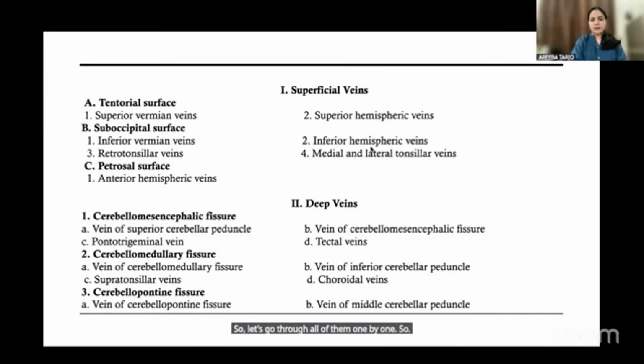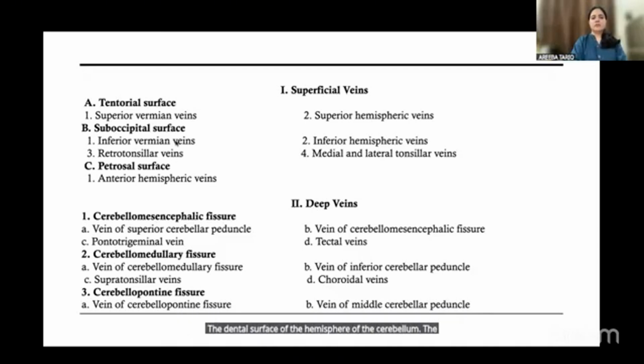So superficial veins are the veins which are present, of course, superficially. So they are going to be associated with some surface of the cerebellum, because there are 3 surfaces of the cerebellum that we have read before: tentorial, suboccipital, and petrosal. So superficial veins are in 3 groups: tentorial group, suboccipital group, and petrosal group. Now the tentorial surface veins are basically vermian veins and hemispheric veins, because we have read this before. The tentorial surface, if we roughly divide it, is in 2 parts. The middle part is the vermis, and the lateral part is the tentorial surface of the hemisphere of the cerebellum.